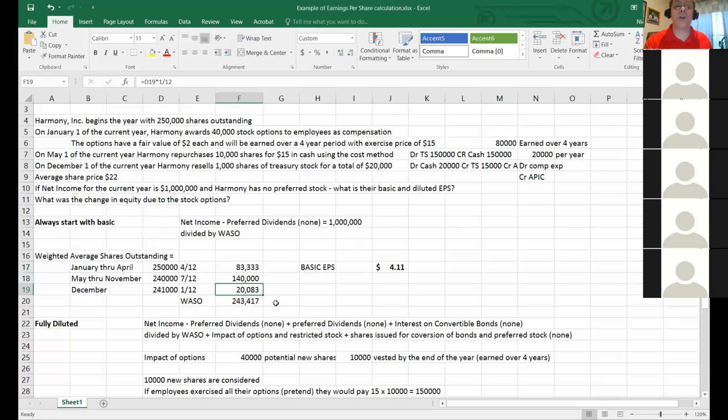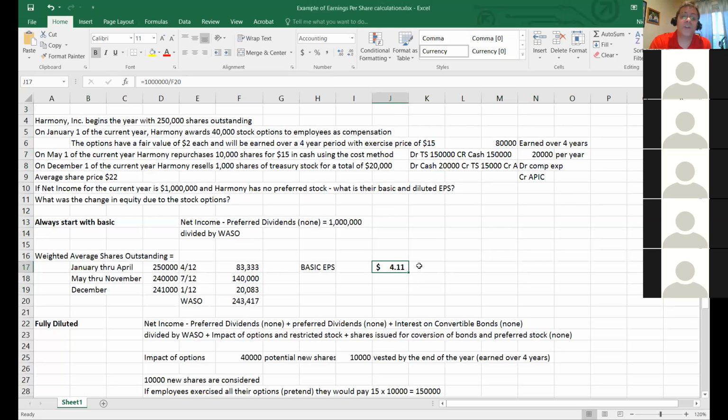We add those up, and that gives us our weighted average shares outstanding. So you're looking at the changes in shares outstanding, the amount of time of the year that it exists. You're multiplying and then adding up. We take the $1 million net income, we divide by the 243,417, and we get basic earnings per share, which in this case is $4.11.